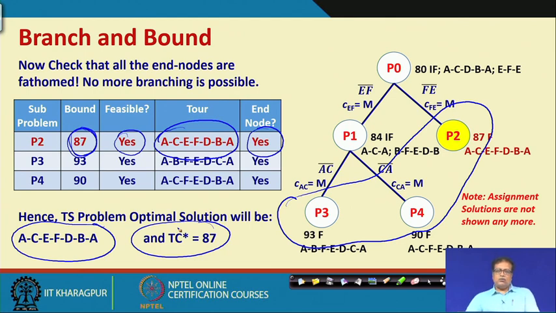So, this is how we solve the travelling salesman problem by the branch and bound algorithm, right. With that we stop here. Thank you very much.